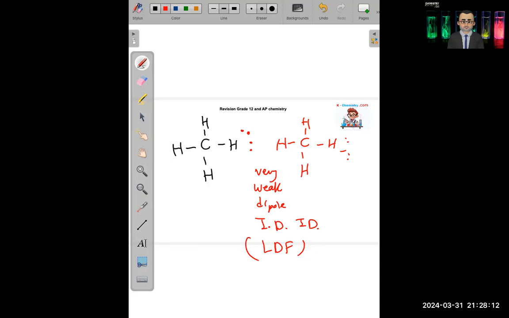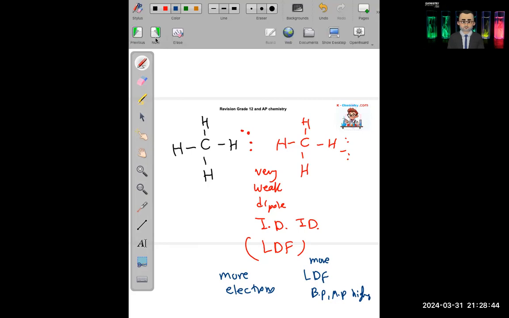Because the London dispersion forces depend on the motion of electrons, the molecules which have more electrons will have stronger London dispersion forces, and so they will have higher boiling point and melting point. The one with more electrons will generally have higher melting and boiling points. The dispersion forces are even weaker than the dipole.